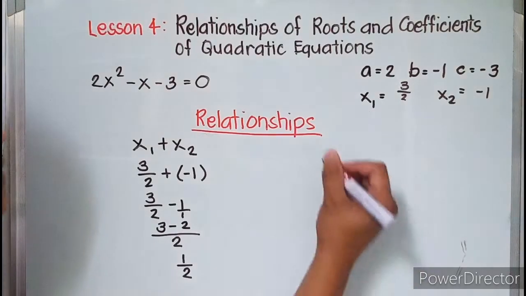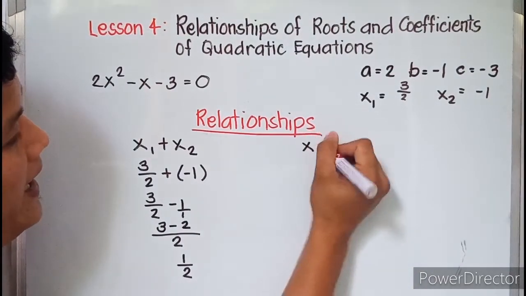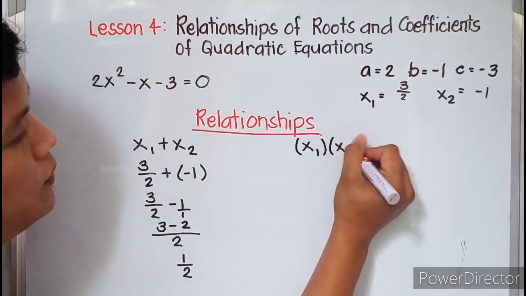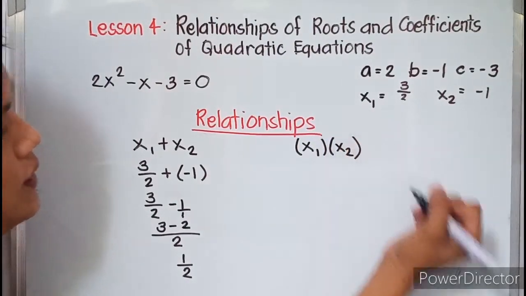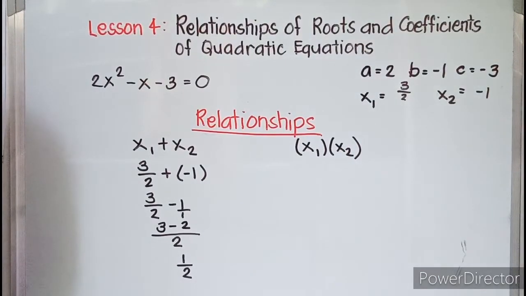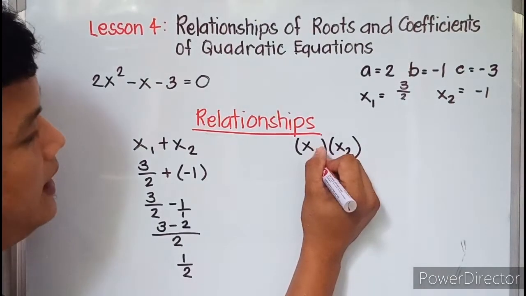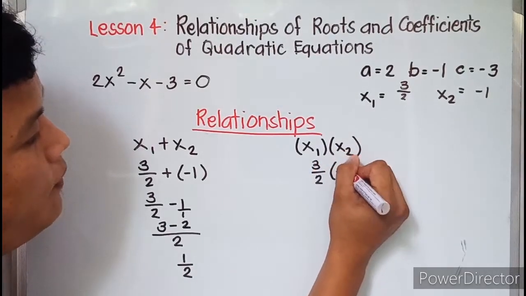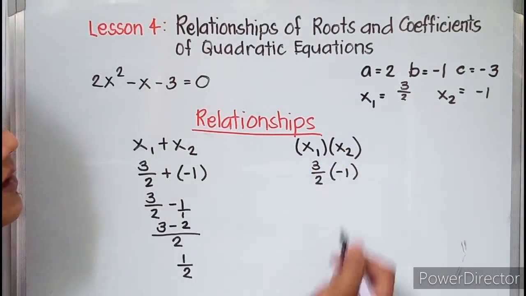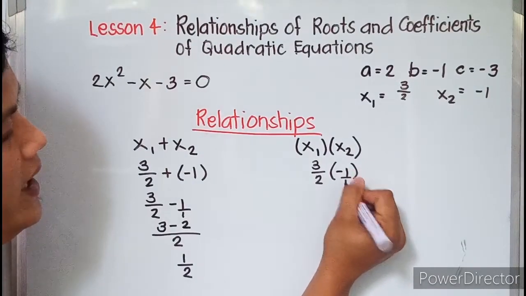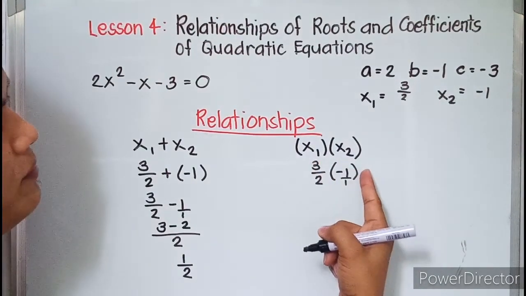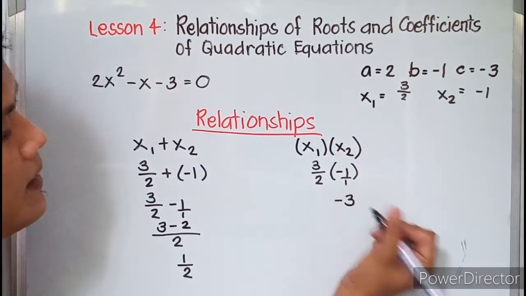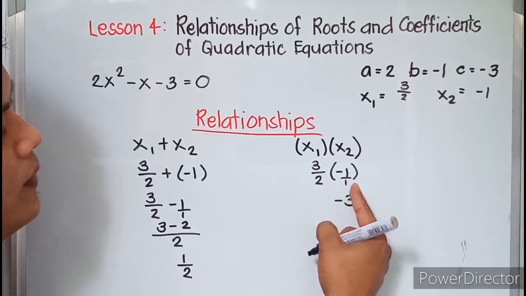Then let's see. If we multiply x sub 1 and x sub 2, what will be the result or the product? So we'll have 3 over 2 times negative 1. Okay? So, denominator of negative 1 is 1. So, multiply numerator by numerator. So, 3 times negative 1 is negative 3. Then, 2 times 1 is 2.